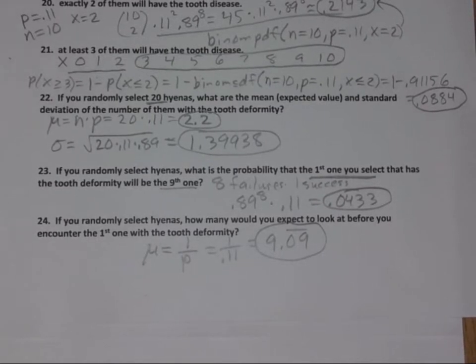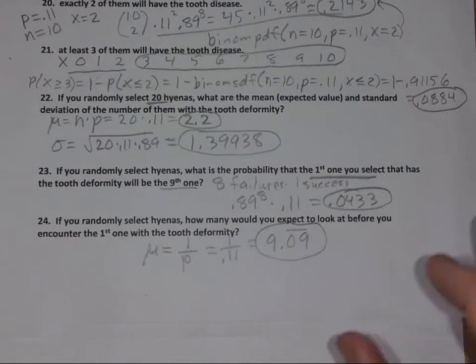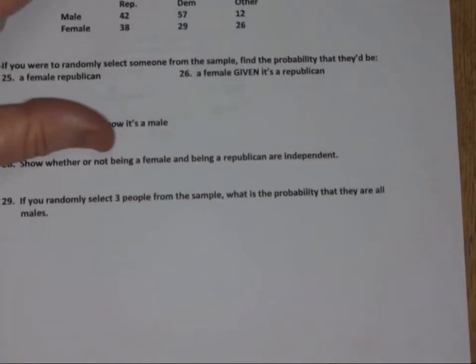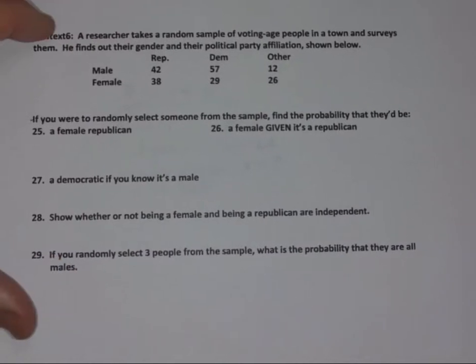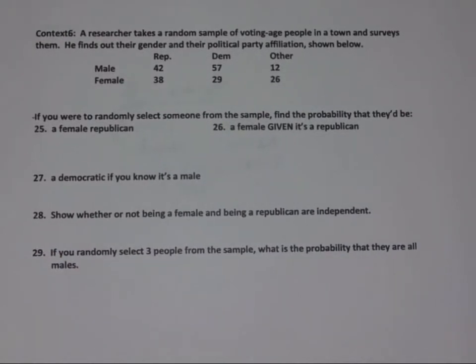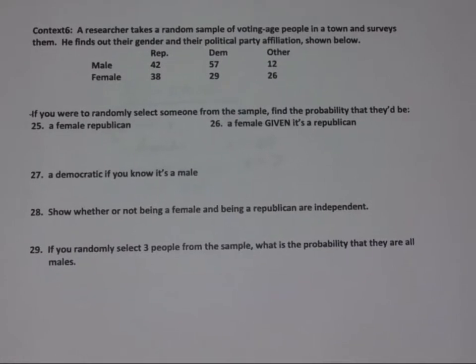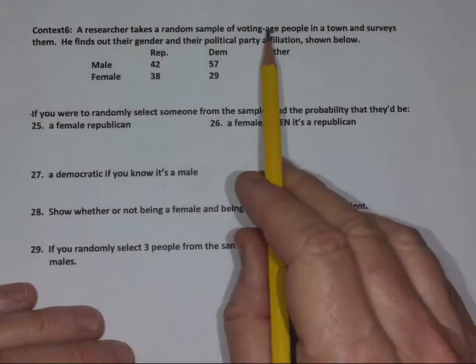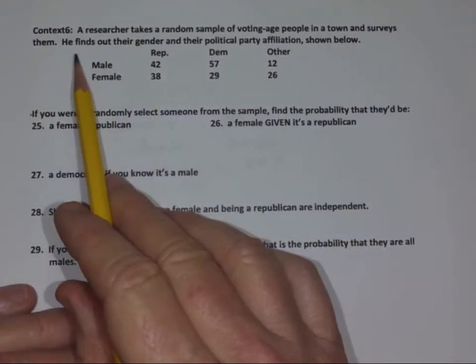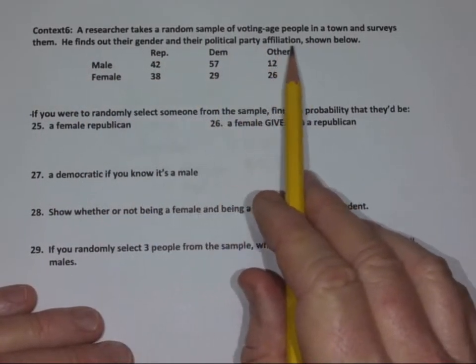And so that is a quick run through of binomial and geometric. And then the last thing we're going to look at is a two-way table. A lot of people find these problems to be pretty intuitive. I think you really could figure out a lot of these things even without AP Stats. Anyway, here we go. A researcher takes a random sample of voting age people in a town and surveys them. He finds out their gender and their political party affiliation.